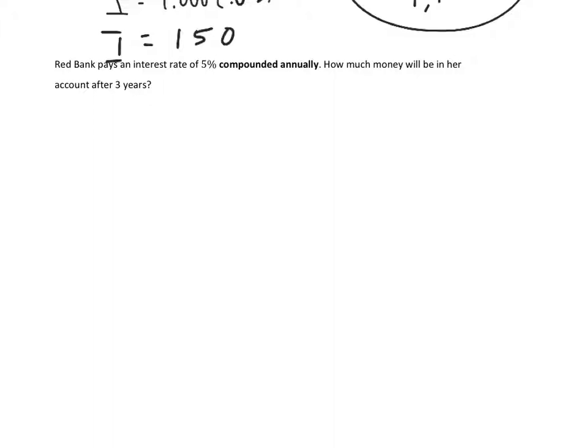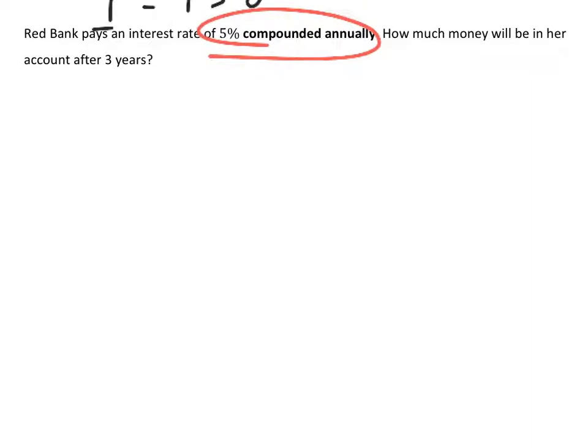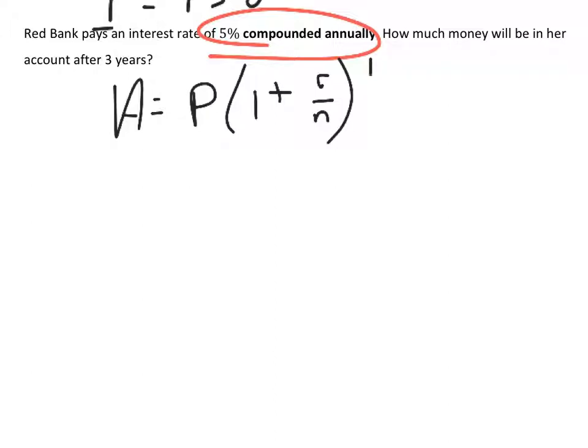Second part, Red Bank pays an interest rate of 5% compounded annually. So that's our new equation. How much money will be in her account after 3 years? So we need our new formula. So capital A equals the principal times 1 plus the rate divided by the number of times it's compounded, raised to the number of times it's compounded, times the time.